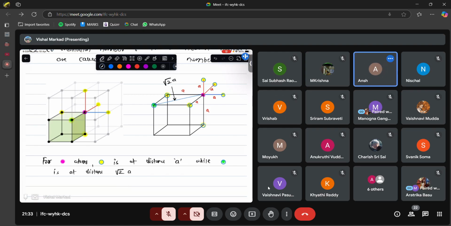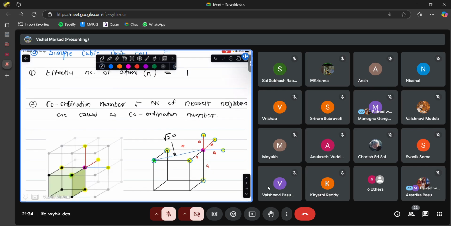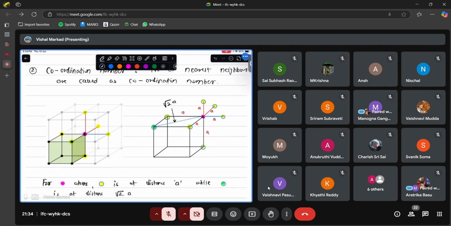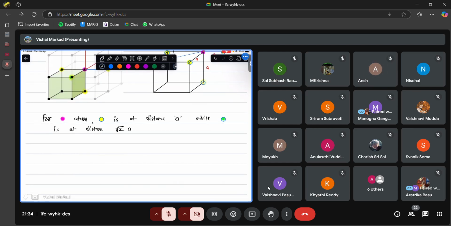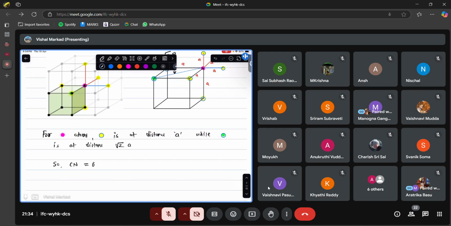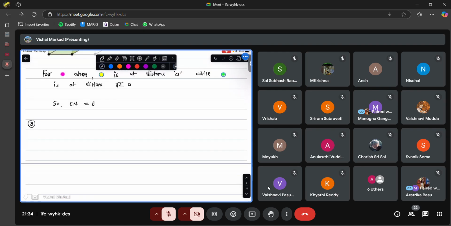Now you tell me which is the nearest one. The yellow. Yellow one is the nearest one. How many yellow are there? 6. So what is the coordination number? What is the definition of coordination number? Number of nearest neighbor atoms. They are called coordination. How many are nearer to that pink one? 6. So what is the coordination number? 6. So coordination number for simple cubic unit cell is what? 6. Clear this thing? Yes. Understand? So this is the second point.